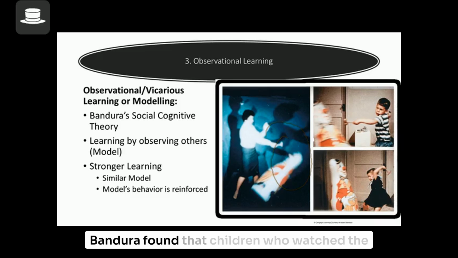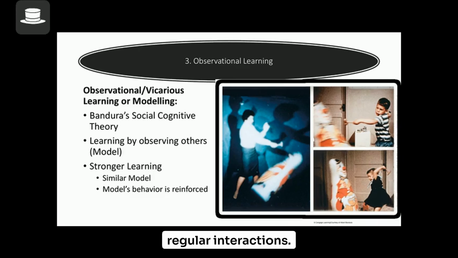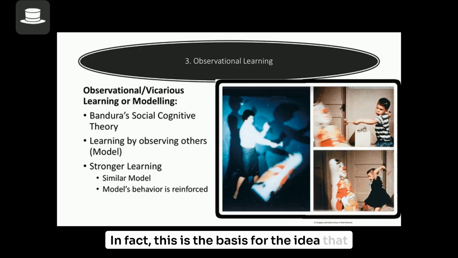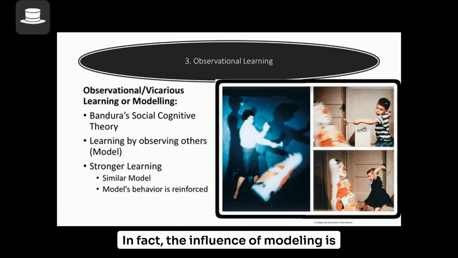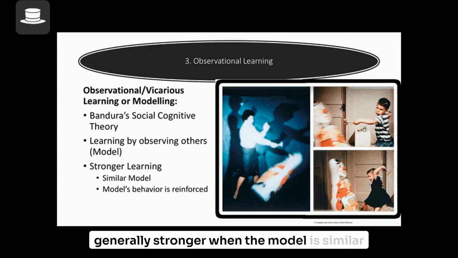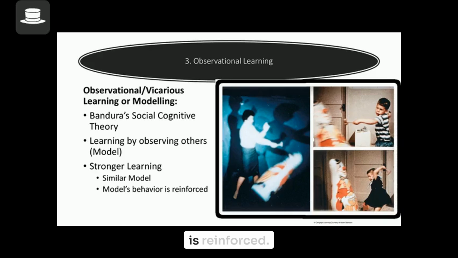Bandura found that children who watched the violent interactions repeated the violent behavior more than the group that watched regular interactions. In fact, this is the basis for the idea that watching violence on TV is actually harmful for kids because they learn by observing others. In fact, the influence of modeling is generally stronger when the model is similar to the learner and when the model's behavior is reinforced.